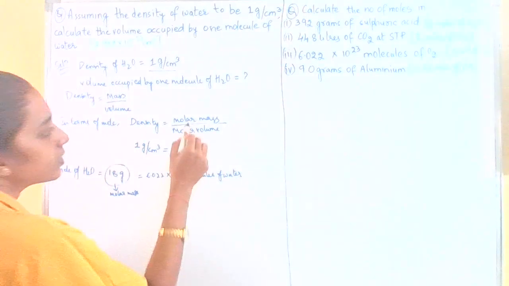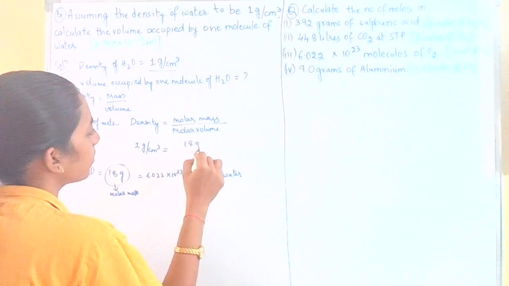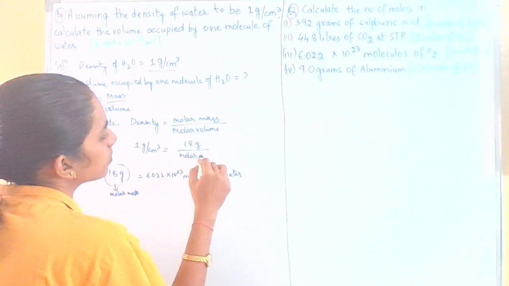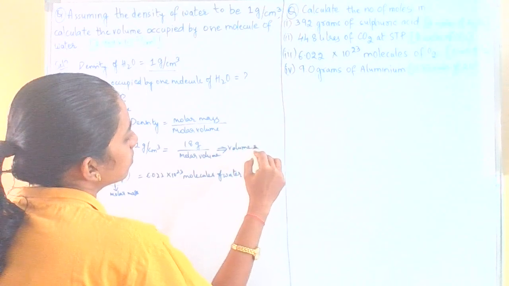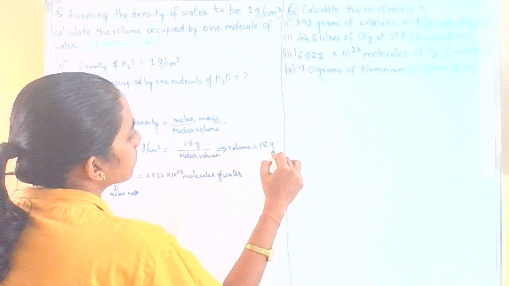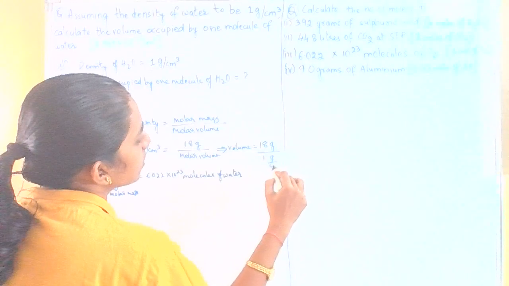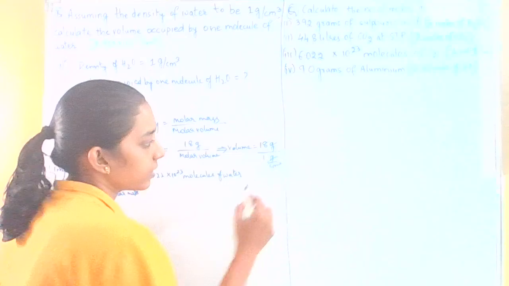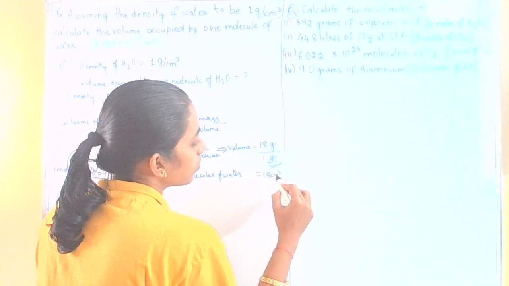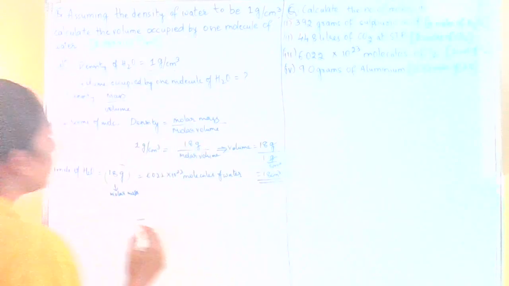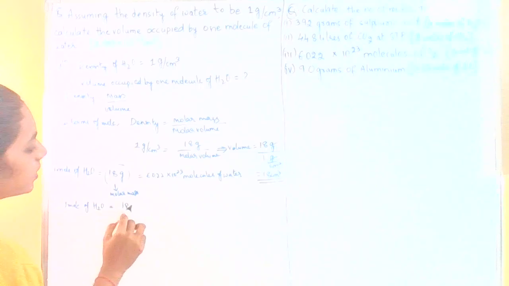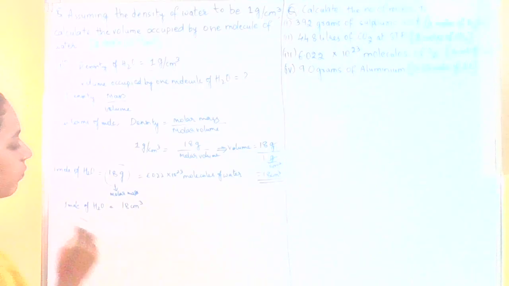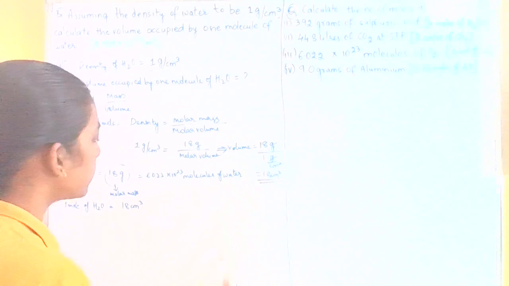So now here we will substitute molar mass as 18 grams by molar volume. So what will be the molar volume? Volume is equal to 18 grams by 1 gram per centimeter cube. Grams and grams gets cancelled. We will get 18 centimeter cube as our volume. Okay. Now 1 mole of H2O is equal to 18 centimeter cube. The volume of 1 mole of H2O is 18 centimeter cube.